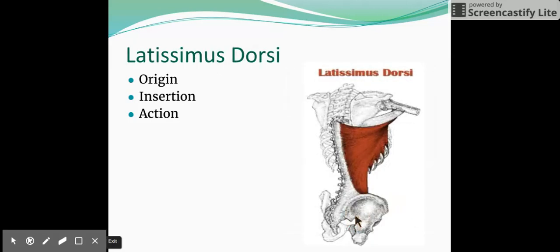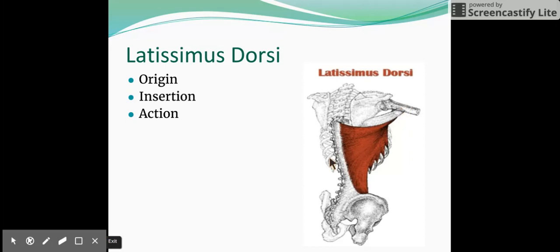Our next muscle is latissimus dorsi. This is a huge sheet of muscle that extends from your spine. It even has origin points here on the iliac crest. And then it inserts all the way up here with your humerus. And its job is to adduct and pull the arm back.